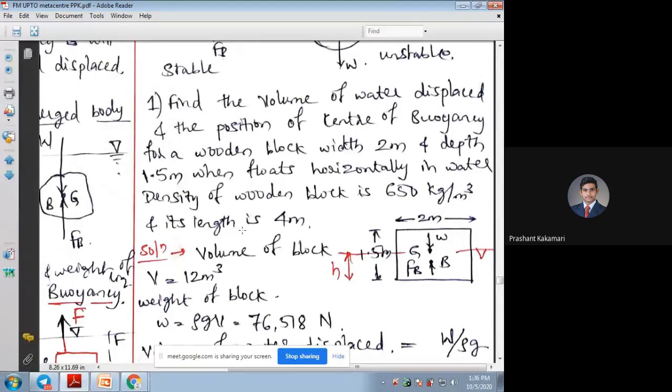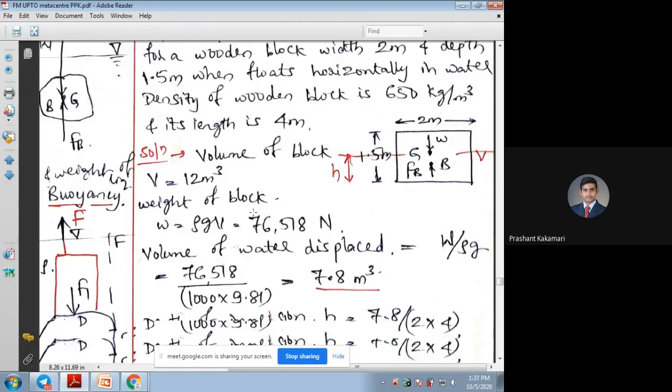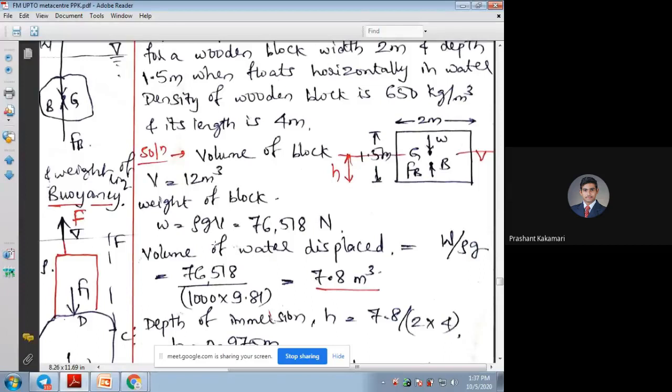So dimensions of the block is given, density of the wood is also given. Now we need to find out volume of water, how much it is displaced, and position of that buoyancy point. So first we'll go by known values. The known values are what? Volume of the block is 1.5 into 2 into 4 meter cube. So that is around 12 meter cube. And always we have to compare the weight of the given body to the weight of liquid displaced. Is that clear? So weight of the given body is how much? Rho g V if you find out. So volume is 12 meter cube, g is 9.81, density of the body is 650 kg per meter cube. So once you substitute, I can find out total weight of the wooden block.